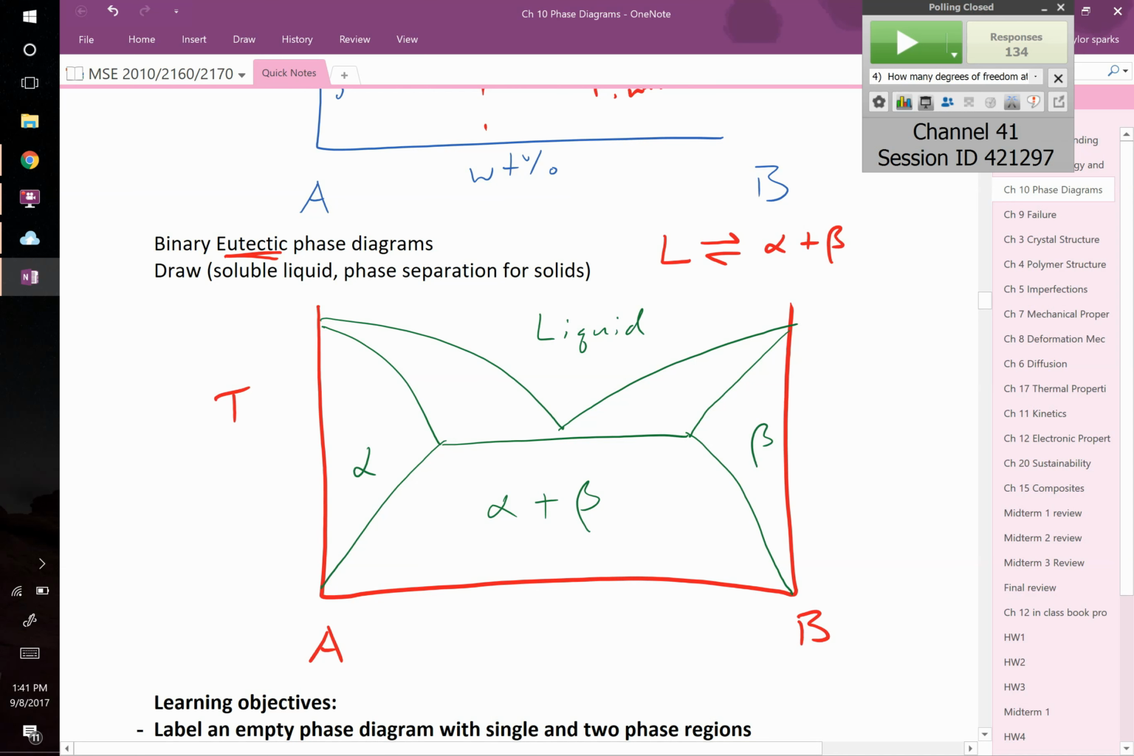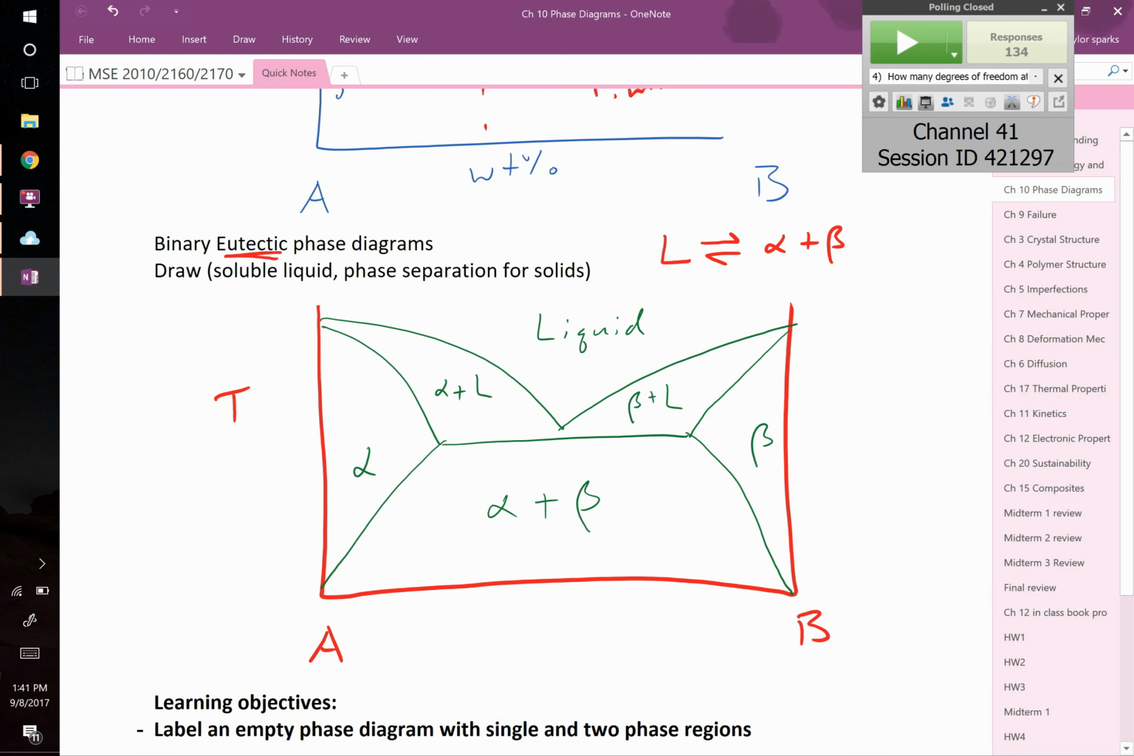And then again, these regions right here, if you want to label it, you're just going to look at what's on the left and what's on the right. So what about this one on the left? How do we label it? Yeah, alpha plus liquid. And then the one on the right is beta plus liquid. Okay? Now, where is our eutectic point?